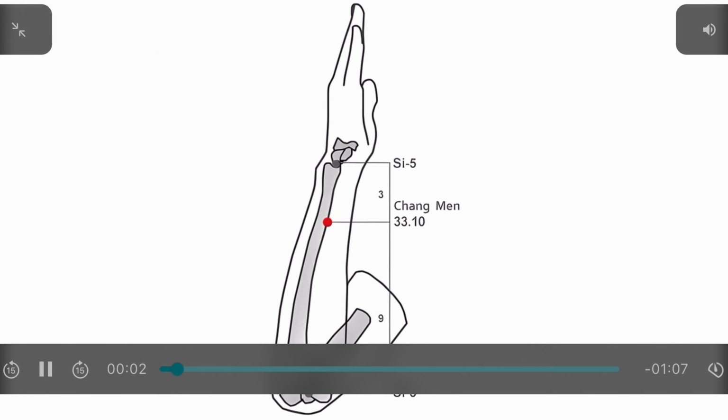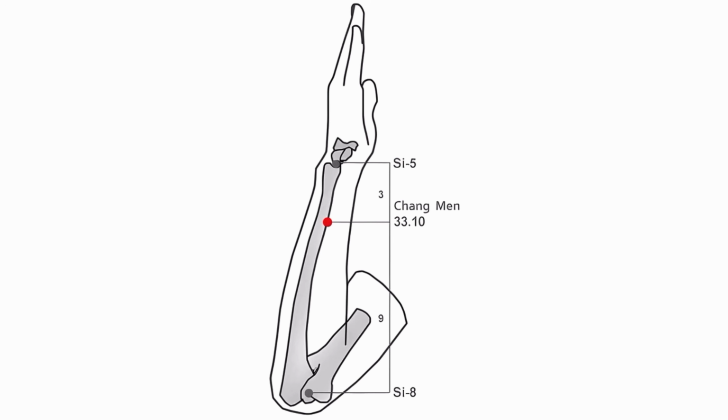Locate the point with the hand placed on the chest. The point is located on the posterior aspect of the ulna, on the ulnar side of the ulna, 3 tun proximal to the wrist, between the bone and the tendon.